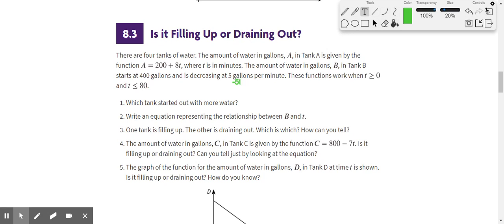So which tank started with more water? We just look at the start value, which for A was 200 and for B was 400. So the one with more water at the beginning was A.